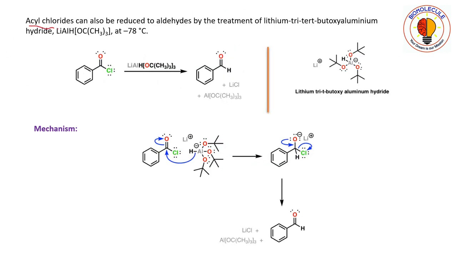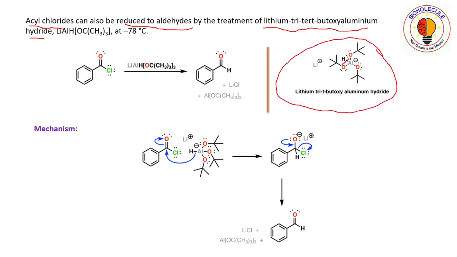The same acyl chloride can also be reduced to aldehydes by the treatment of lithium tri-tert-butoxy aluminum hydride. This is the structure of lithium tri-tert-butoxy aluminum hydride. Here one hydrogen is present, and this hydrogen reduces the acyl group to aldehyde group. How it is done, you can see here. This one is important for your NEET exam. Just remember what this reagent does.